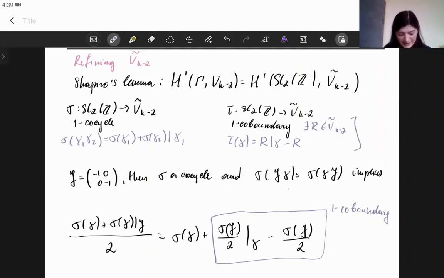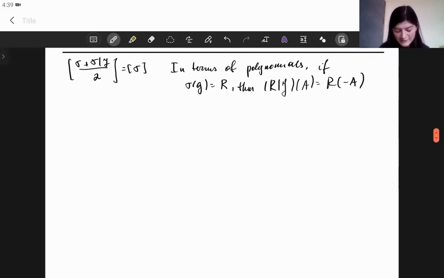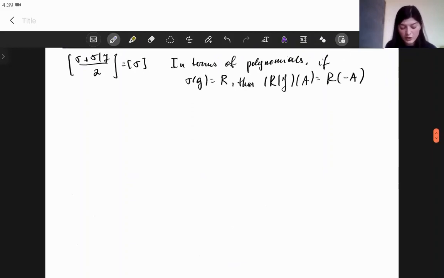That means that the left-hand side and the right-hand side here really just differ by one coboundary. So that means that they are the same in the cohomology group. They have the same cohomology class. Okay, so if we have sigma, a one cocycle, we also need the following equality to hold. Now, in terms of polynomials, we get that r|J of a equals r of minus a, if we have a map r equal to sigma of g, where g is a coset.